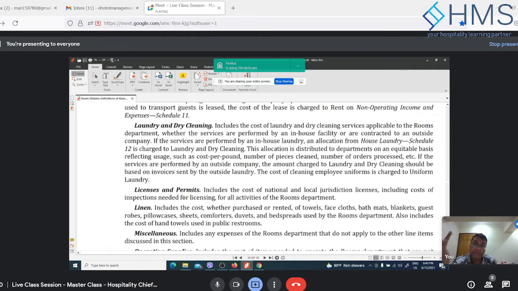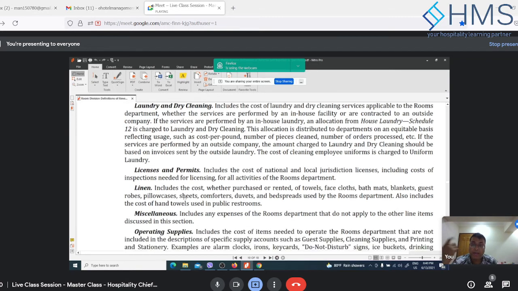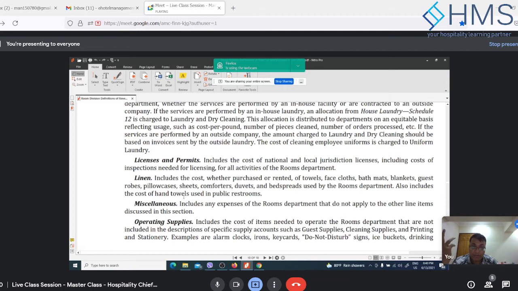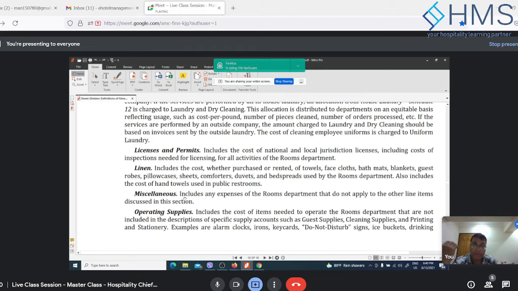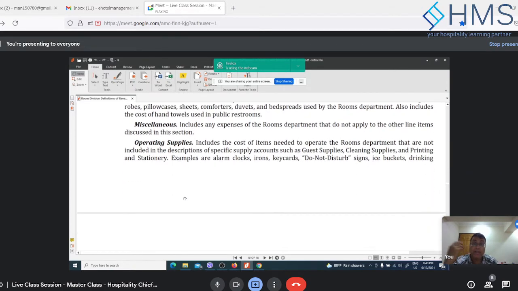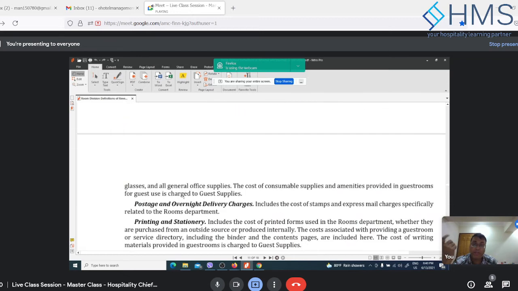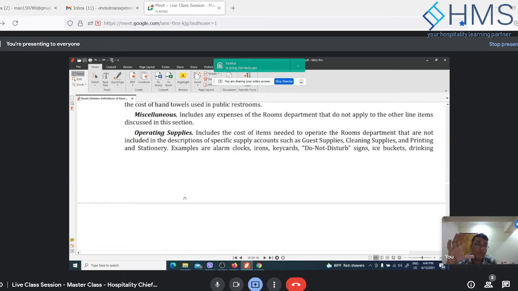Laundry allocations, we discussed in great length the other day. License and permit, and linens are pretty simple, so there's nothing else there. Operating supplies, you will be putting into your rooms, your other things: alarm clocks, irons, key cards, which are not part of amenities, meaning they're not consumed by the guest, they're used by the guest, so it's not a consumption.